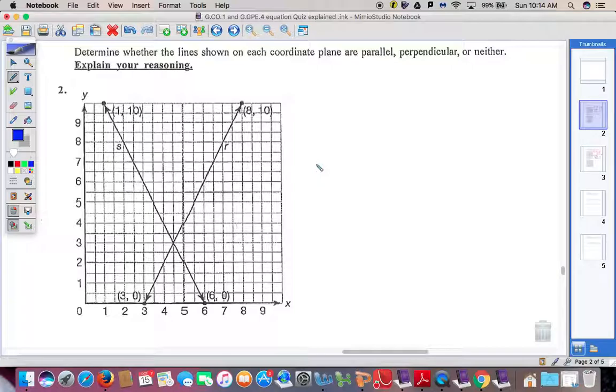Now, question 2. Determine whether the lines shown on each coordinate plane are parallel, perpendicular, or neither. You had to find your slopes. I'm giving you ordered pairs of each line. You simply find your slopes and compare.